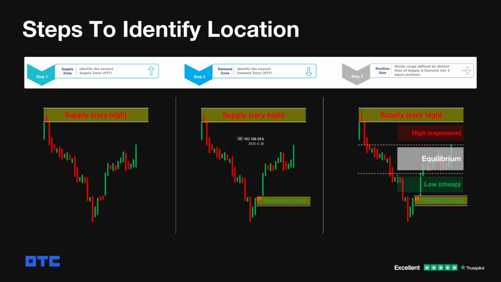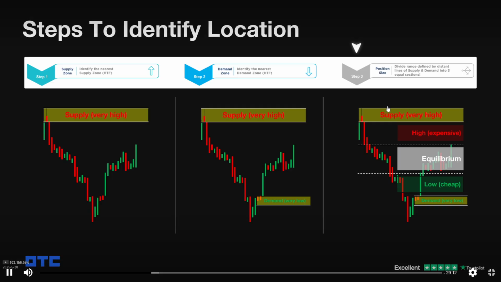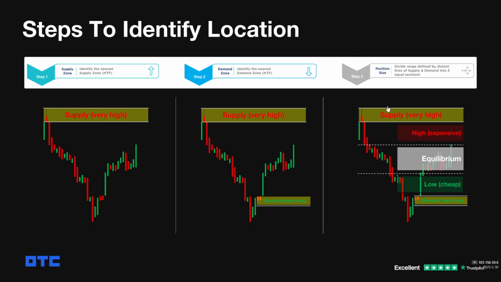Before we jump into the charts for a practice run, let's quickly recap what we have learned about identifying location. This slide acts as your rules card. It's straightforward and to the point. Step 1. Find supply on the HTF. Step 2. Find demand on the HTF. Step 3. Divide the area between them into 3 equal parts. That's all it takes.